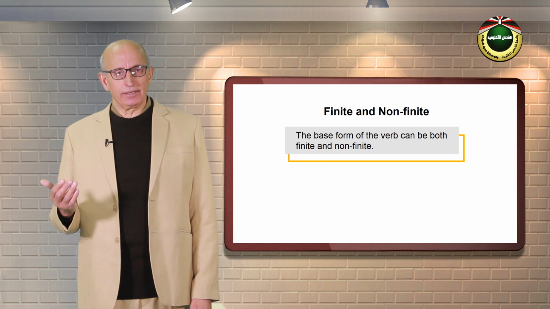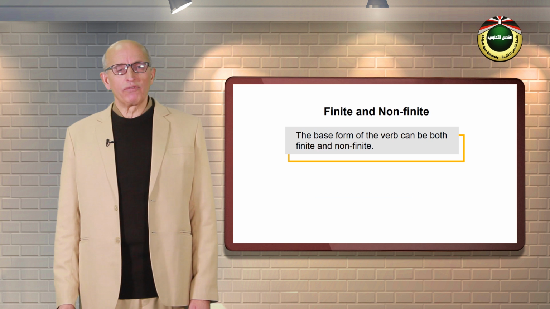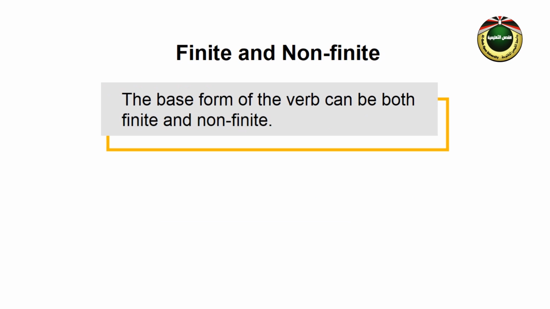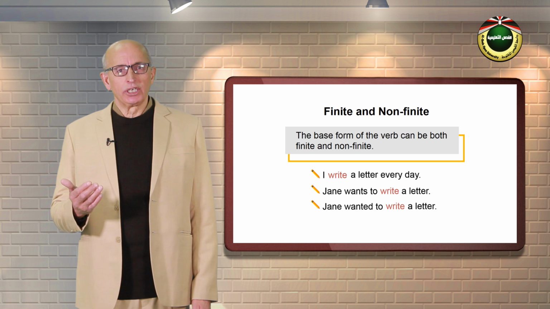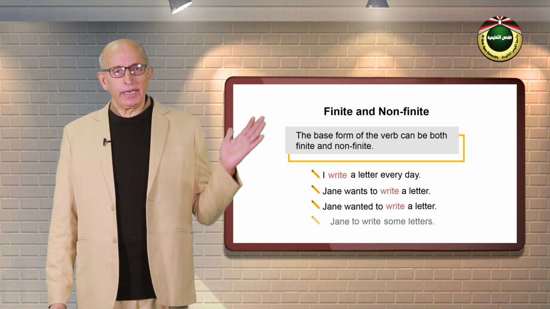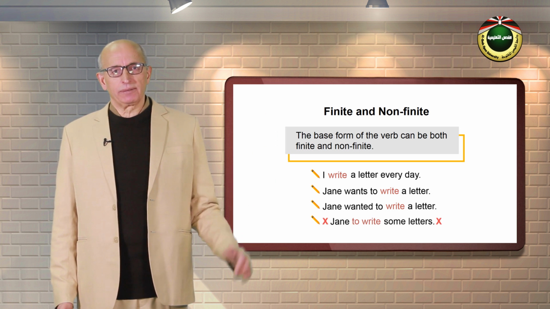Finite and non-finite. The base form of the verb can be both finite and non-finite. Examples. A, I write a letter every day. B, Jane wants to write a letter. C, Jane wanted to write a letter. In English, it's wrong to say Jane to write some letters.